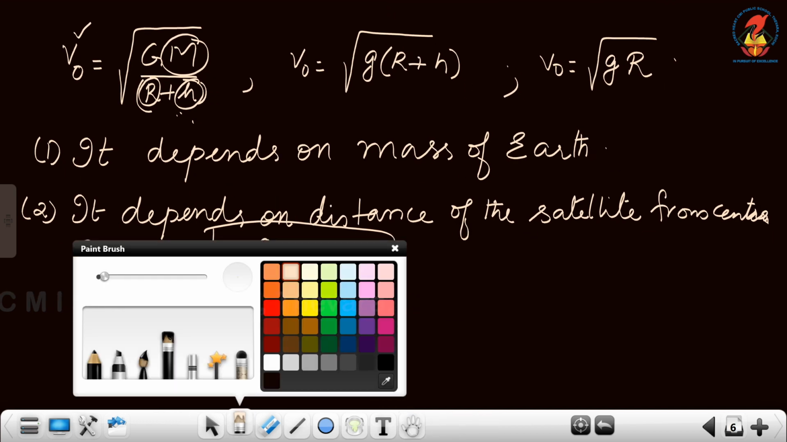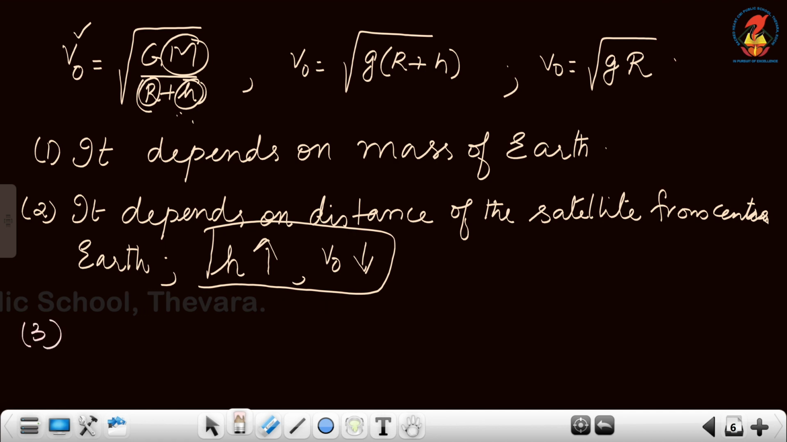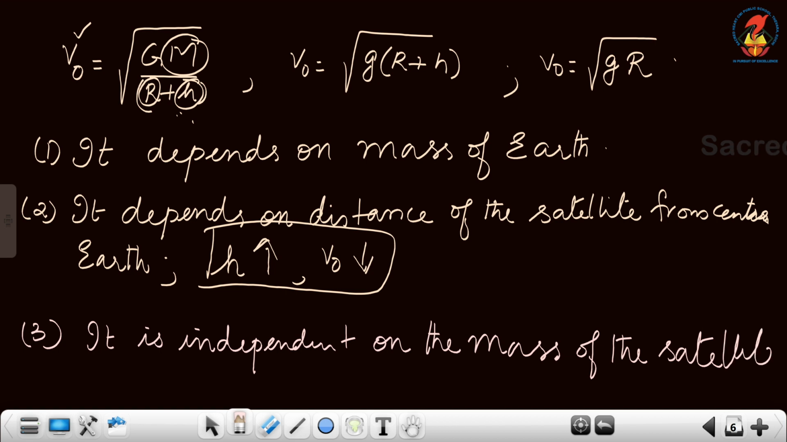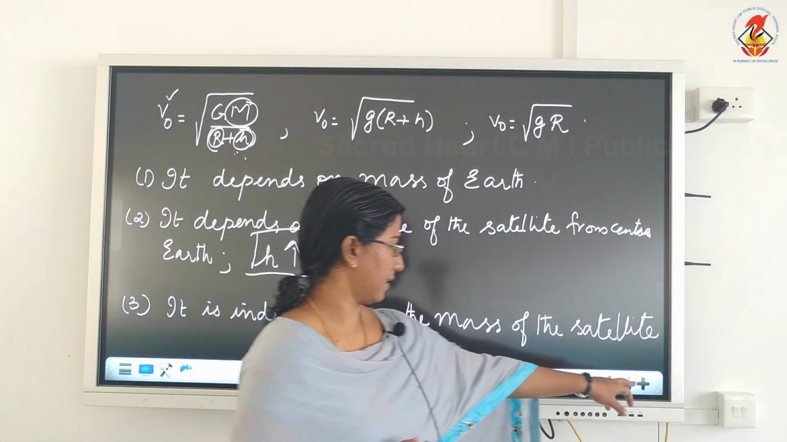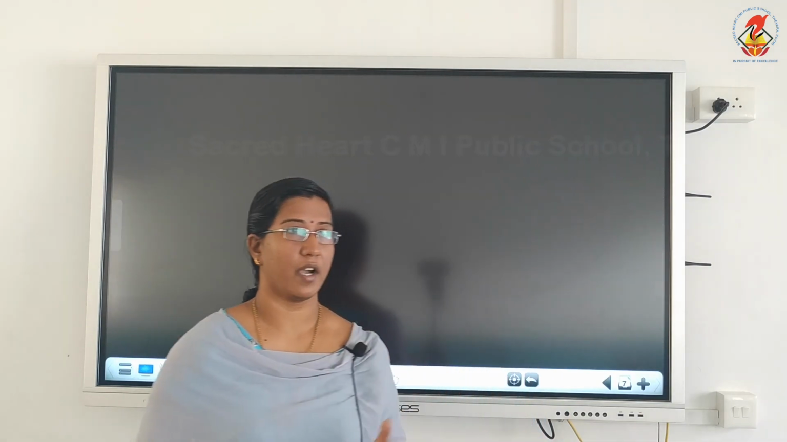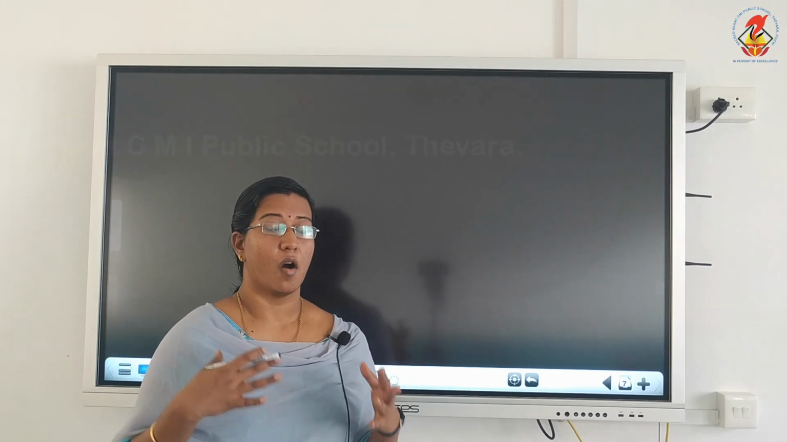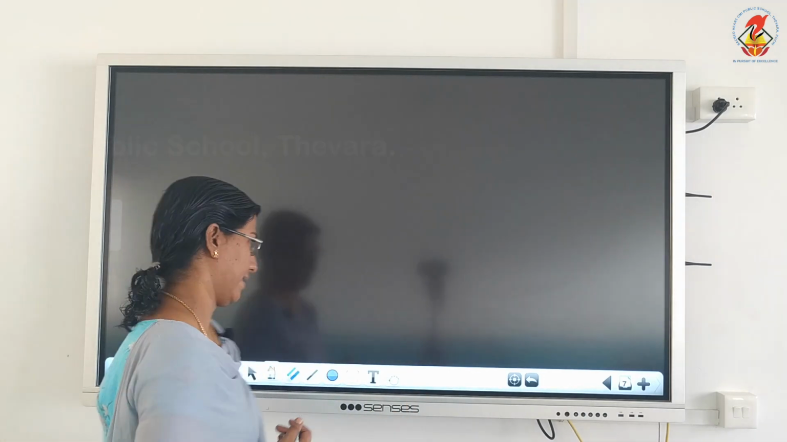So third point, it is independent of the mass of the satellite. It depends only on the mass of the Earth, the distance of the satellite from the center of the Earth, etc. Okay. Next, we are going to find out how orbital velocity is related to escape velocity, or what is the relation between orbital velocity and escape velocity.